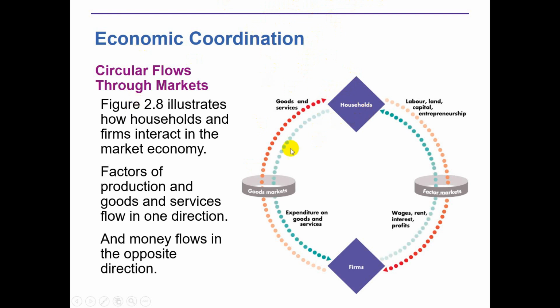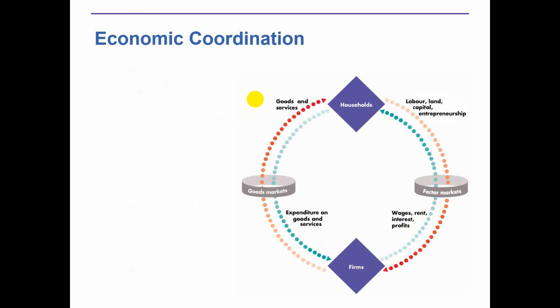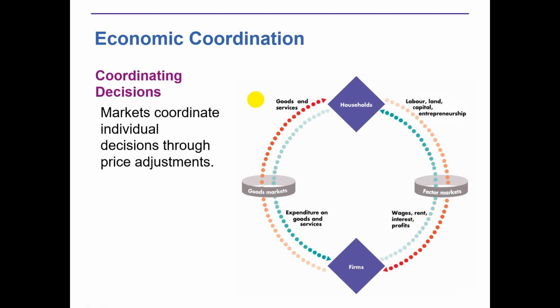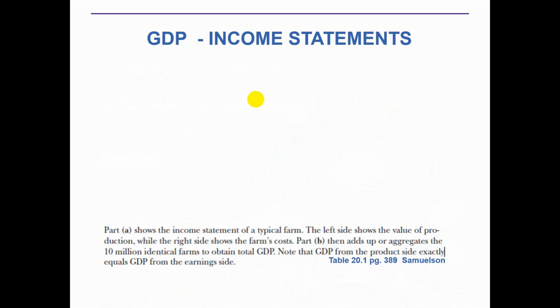So households buy goods and services, so their expenditure goes on goods and services to firms. The firms buy factors of production, and that again goes to households. So this is the economic coordination, or circular flow, of economic activities. Then the price is the main factor, or the adjustment mechanism, which affects both directions.